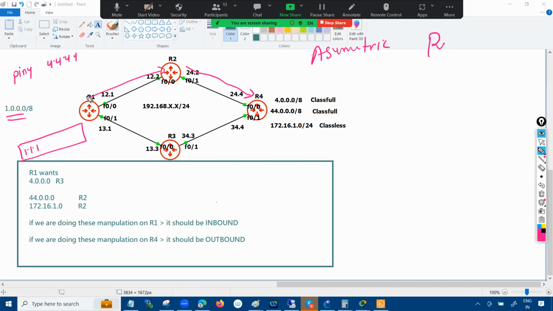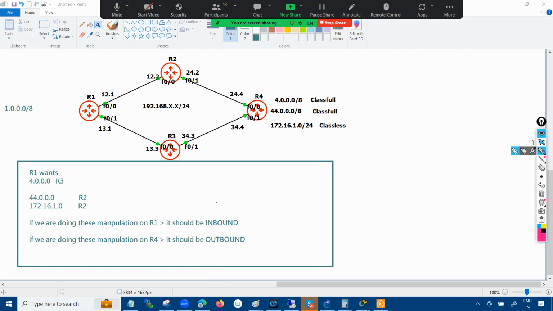Asymmetric routing means the request will go by this way and the reply will come by this way. That's called asymmetric routing. If the request goes by this way and the reply also comes by this way, that's called symmetric routing. But if the request goes by this way and comes back by another way, that's called asymmetric routing. If R2 is down, both incoming and outgoing will be through R3, right?